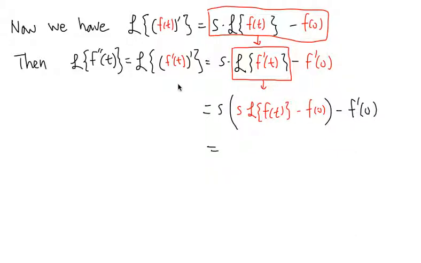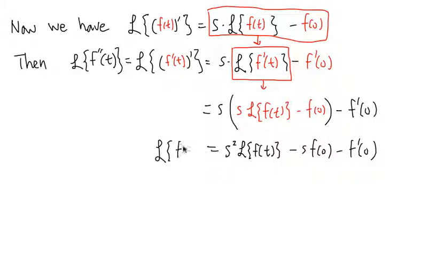We can distribute, and we can get this as s squared times the Laplace transform of the original function minus s times f of 0, and then minus f prime of 0. So that's it. So this will be the formula that we're going to use very often to solve differential equations.